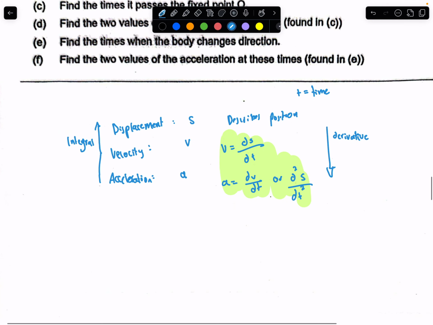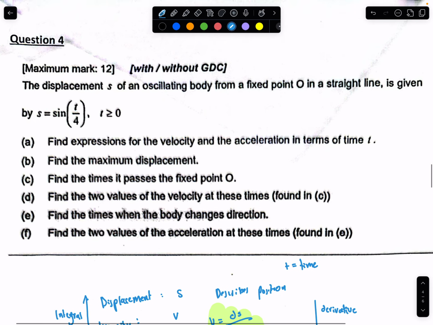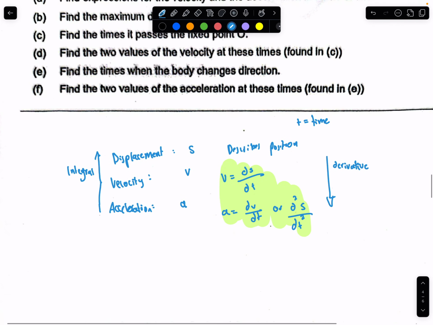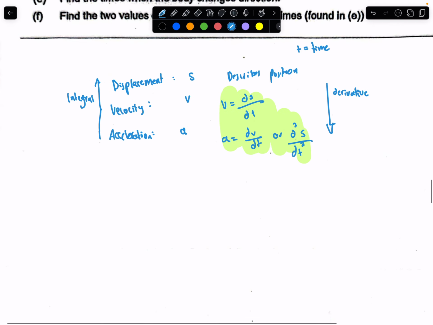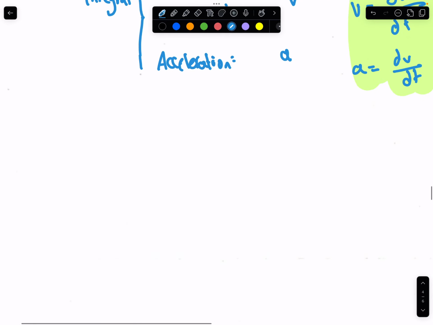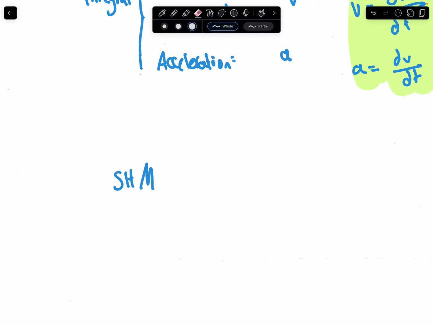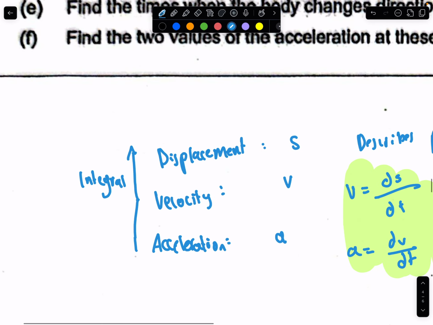Also, there is such a thing called SHM, which is simple harmonic motion. This is when an object moves back and forth in a smooth, repetitive way. Displacement is often written as sine or cosine. It swings between a maximum and a minimum, back and forth through a fixed point, like the center.